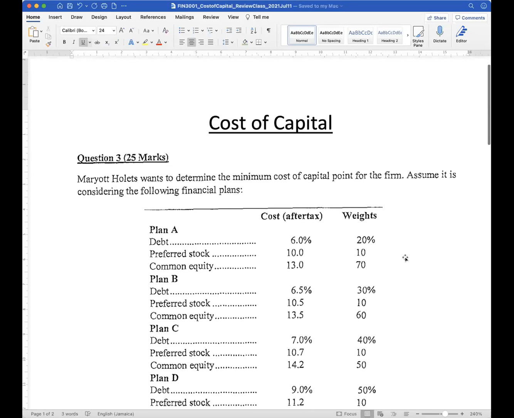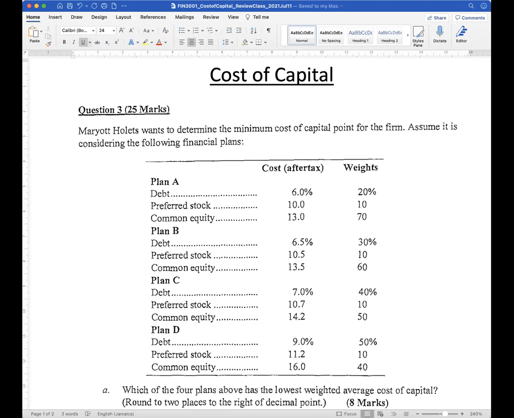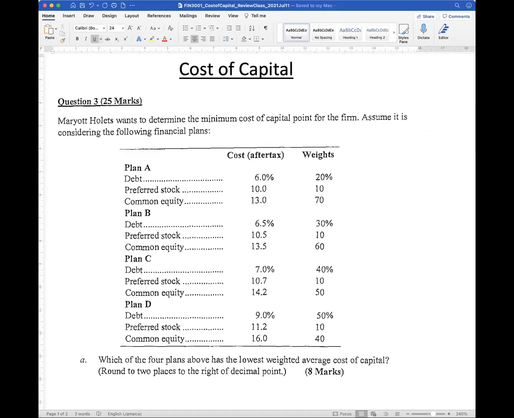So Marriott Hotels wants to determine the minimum cost of capital for the firm. Assume it has the following financial plans. So we have plan A: debt 6%, 20% weight, preferred stock 10%, 10% weight, and common equity 70% weight.